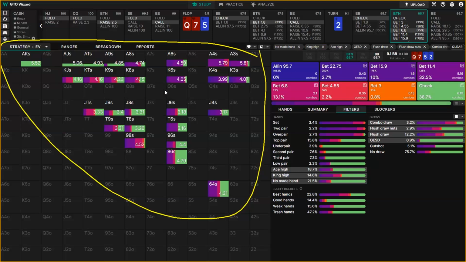Flush draws and such can check for a couple reasons. Because checking realizes our pair outs, and because betting is subject to getting raised, which is not great with some of these flush draws. Okay, with some of these flush draws, getting checked is not that great.